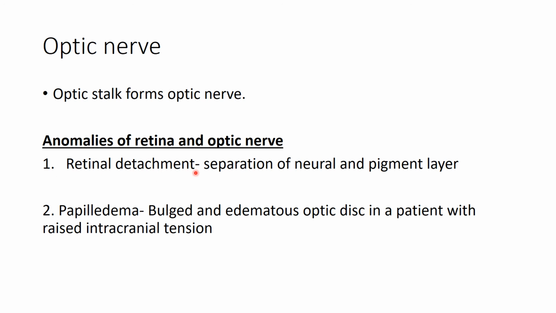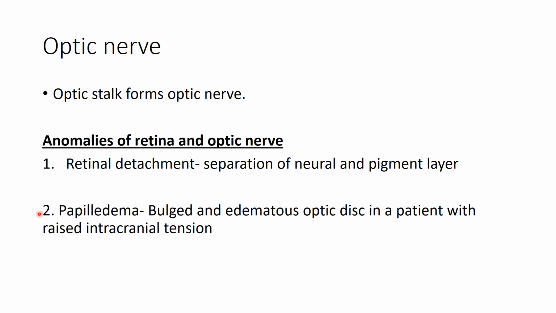What is retinal detachment? Retinal detachment refers to the separation of the pigment layer of the retina from the neural layer of the retina. This can be either congenital or acquired.